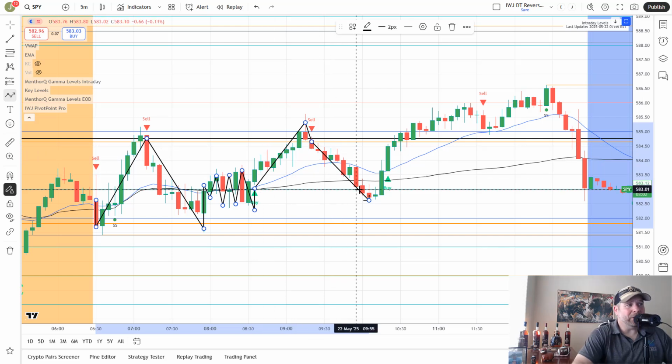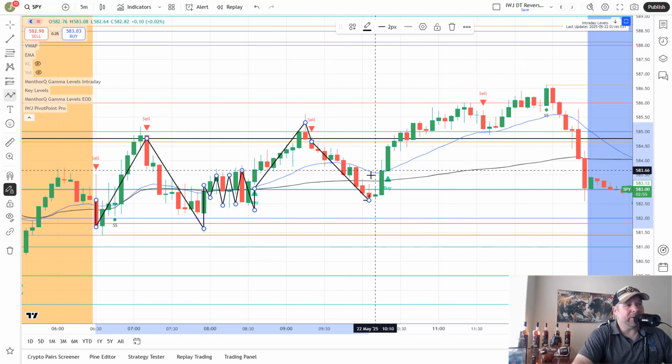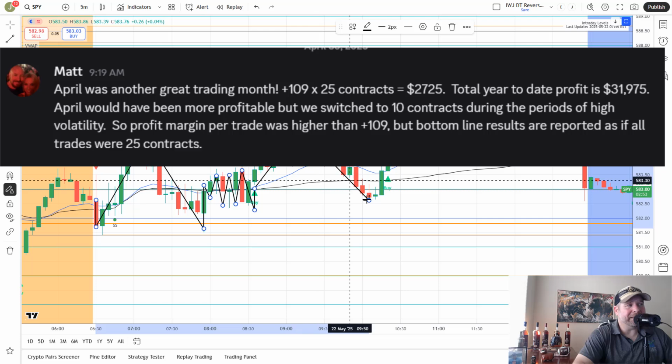Now, we only trade until 10 a.m., so none of the stuff after 10 a.m. matters. We don't trade it, because this gets really choppy and ugly and hard to trade. So we don't trade after this. So this was our last trade of the day.